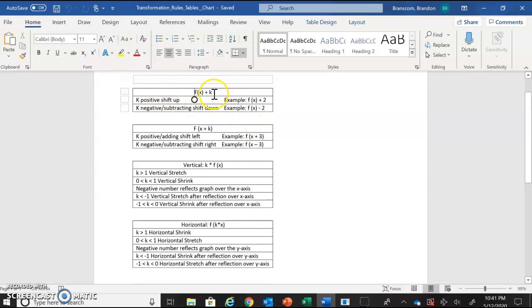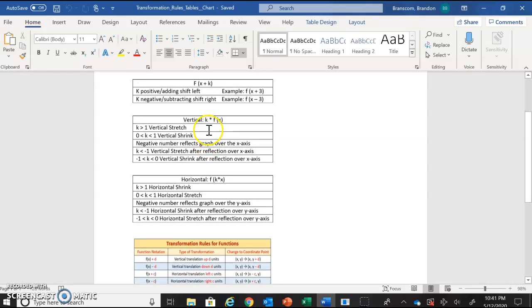f of x and then plus k outside the parentheses. If it's a positive, shift up. If it's a negative or subtracting, essentially, shift down. If it's f of x plus k in the parentheses, if it's positive, shift left. If it's negative or subtracting, shift right. Okay, and then here's the multiplication ones.